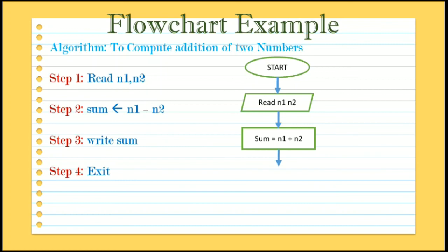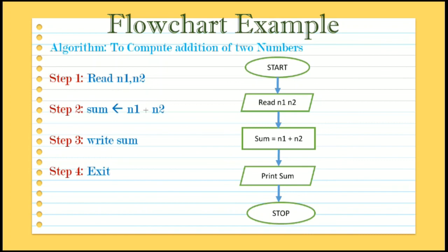So after getting the result, we have to display the output. So to display any output, we use the symbol parallelogram. In this symbol, we will write print sum. So after printing the output, our flowchart should stop. So we will move to the next level using the arrow symbol, and to stop the flowchart, we use the symbol oval. In that, write stop.